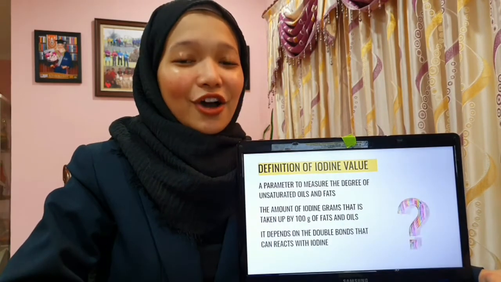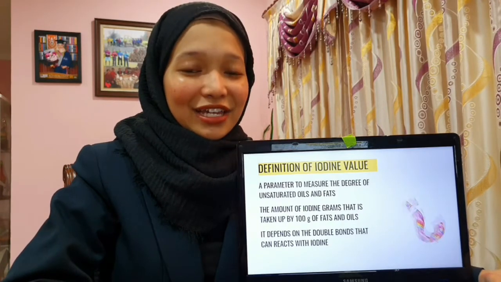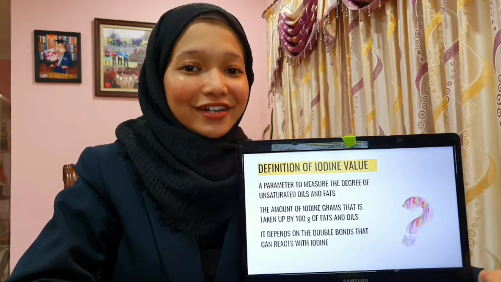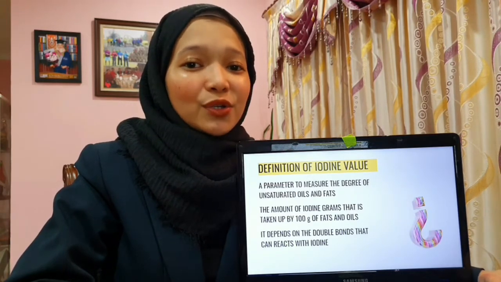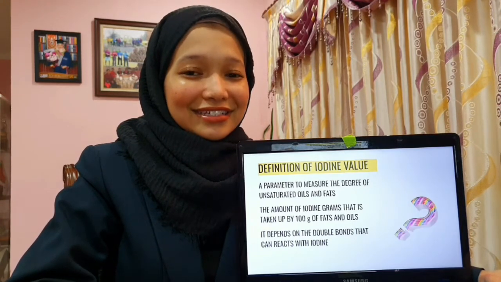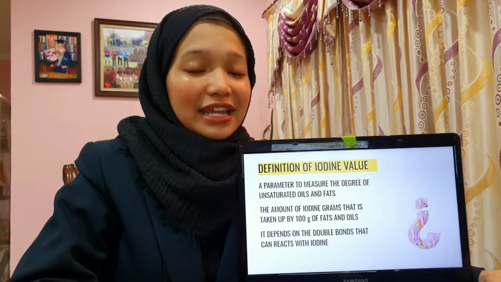Firstly, the definition of iodine value. Iodine value is a parameter that is used to measure the degree of unsaturated fats and oils. It is also the amount of iodine in grams taken up by 100 grams of fats and oils. It depends on the double bonds that can react with iodine. Plus, it is also known as the percentage of iodine captured by oil under specific conditions. It is also crucial to industries as it is used in fractionation processes.